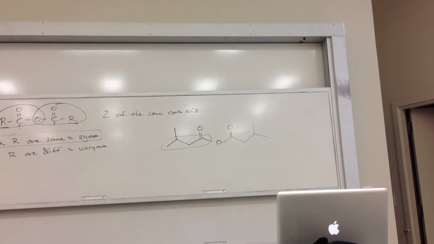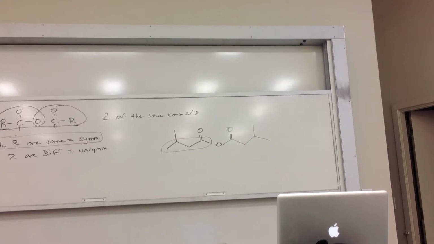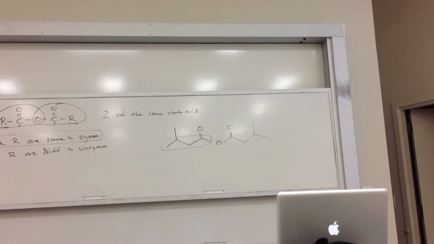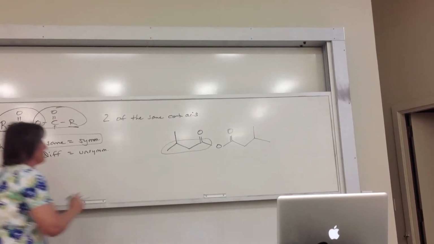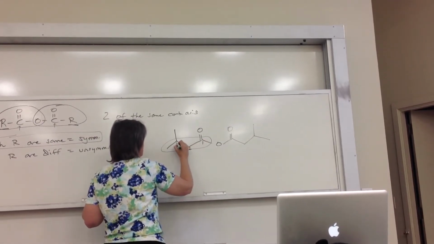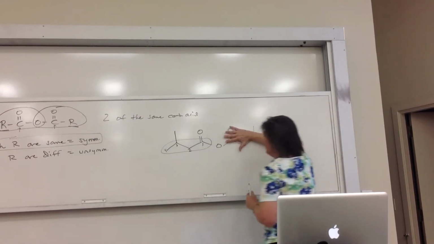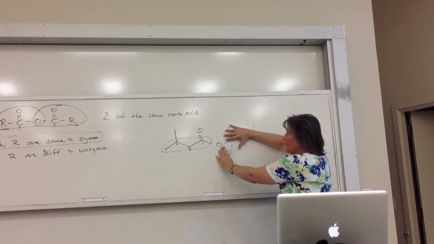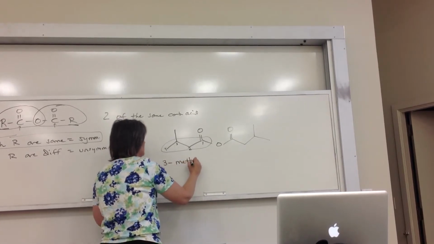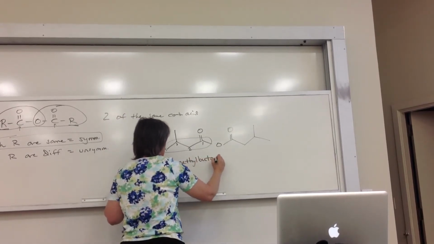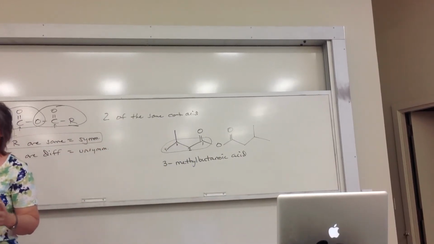Okay, so just focus on one side, since both sides theoretically are the same. So you find the longest continuous chain. Then you name it as a carboxylic acid. So this is 1, 2, 3, 4. If this were a carboxylic acid, so this weren't here, and that was just an OH, it would be 3-methyl butanoic acid.